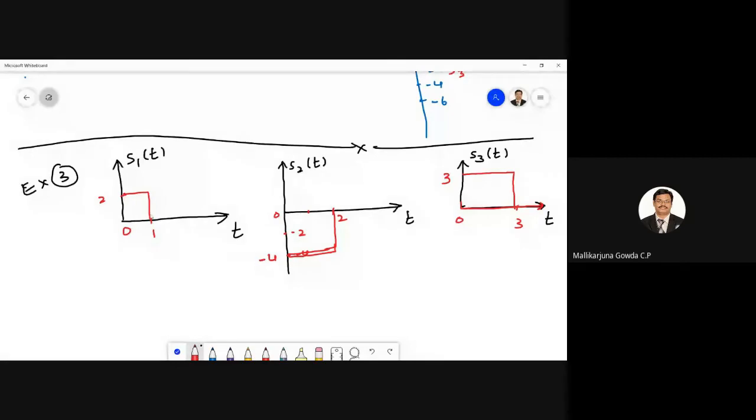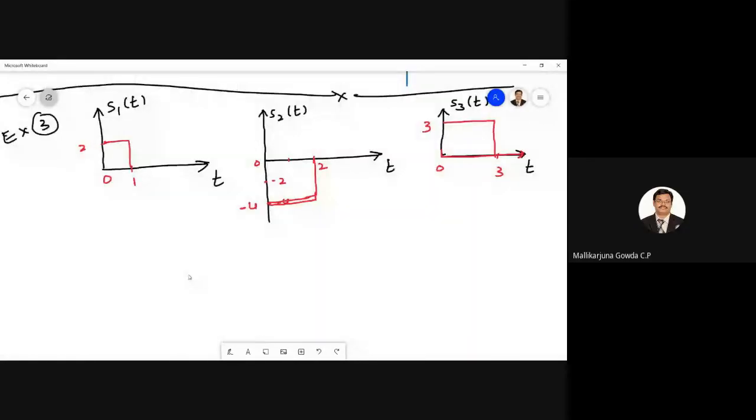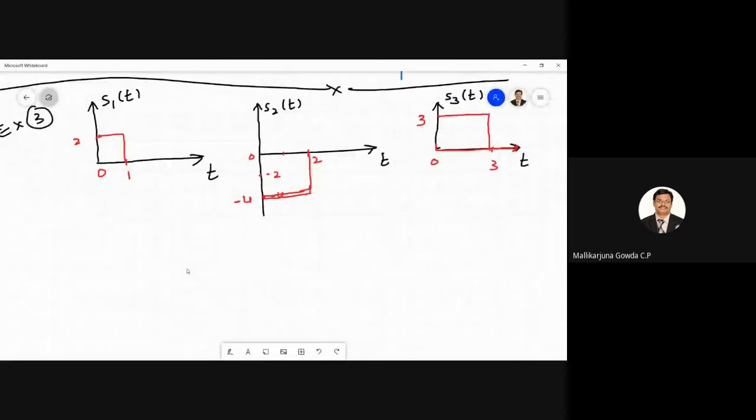Another 5 minutes is left, so I expect you people to do it and tell me the answer. I can just say yes or no. What is pi 1 of t and what is pi 2 of t? Is that fine? Or do you want me to solve again step by step? Do it, sir. If there is any difficulty, I am there to help.